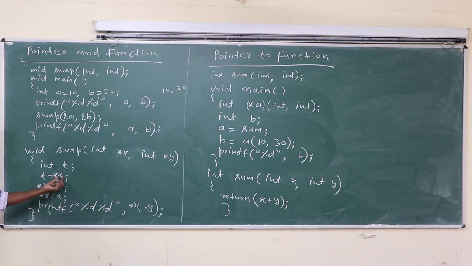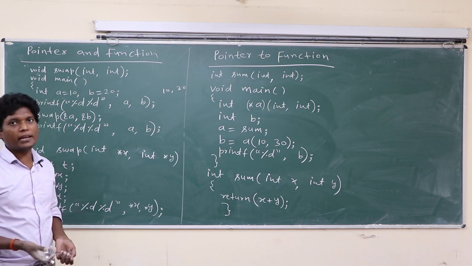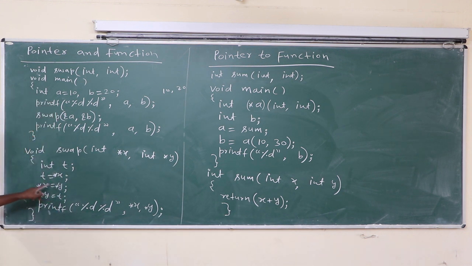Now this value is assigned to t. In the same way, this value is assigned to x. If you remove the asterisk from here to here, then an address will be assigned. But here we are swapping the values of two variables. So make it value. Once again, y has an address, so make it value. So the value of t is assigned to y.